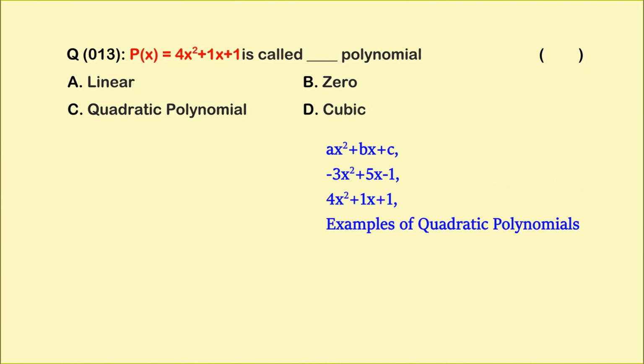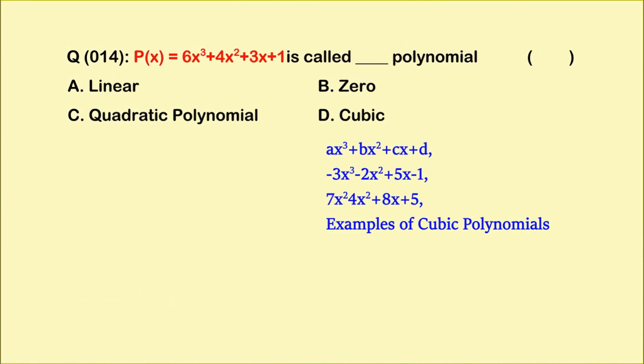Question number 13. P of x is equal to 4x square plus 1x plus 1 is called dash polynomial. Ax square plus bx plus c is the standard form of quadratic polynomials. So the right answer is C, quadratic polynomial. Question number 14. P of x is equal to 6x cube plus 4x square plus 3x plus 1 is called dash polynomial. Ax cube plus bx square plus cx plus d is the standard form of cubic polynomial. So the right answer is D.